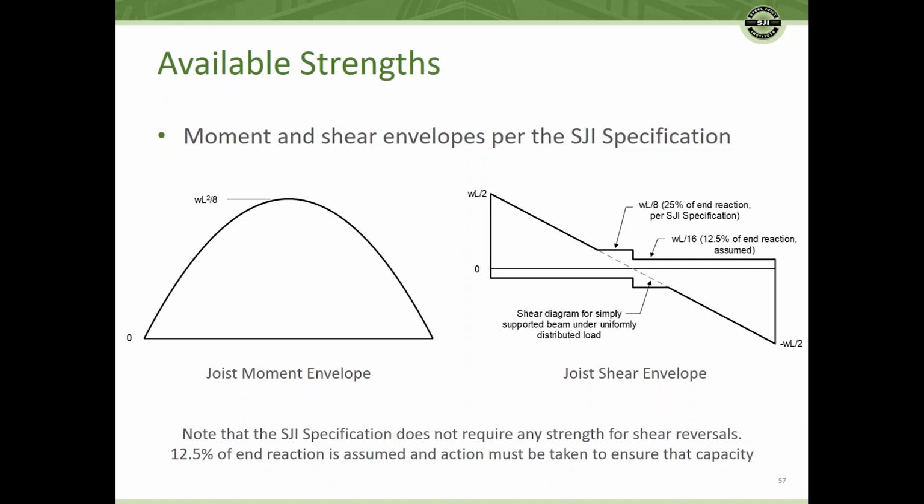A minimum of 25% of the end reaction is given in the SJI specification. However, no shear reversal strength is given in the SJI specification for joists. I show an assumed 12.5% of the end reaction as shear reversal strength. This is the assumption made in the SJI roof bay analysis tool, but it's important to note that action must be taken by the design professional to ensure this capacity. Beyond the moment and shear diagrams, the interaction strength of the top chord for axial load and bending between the panel points should also be considered as an available strength limit.